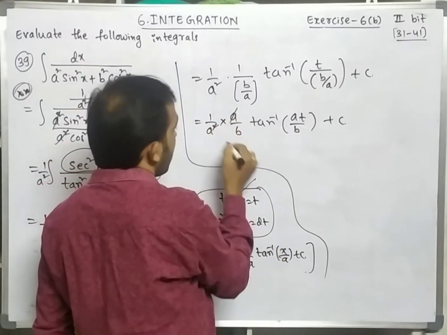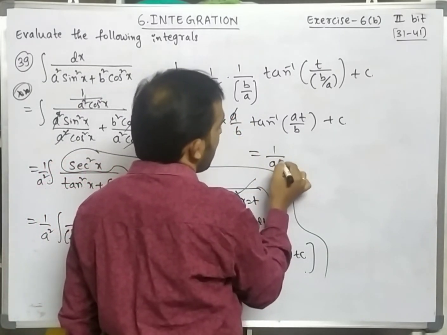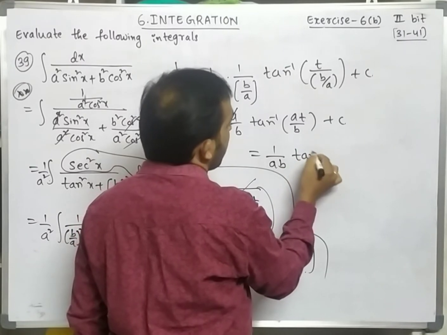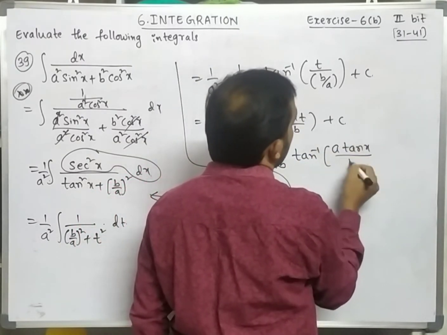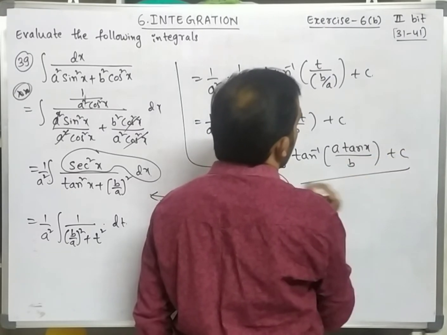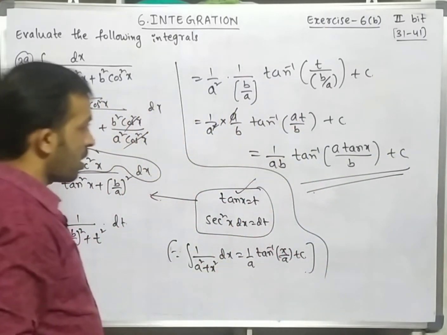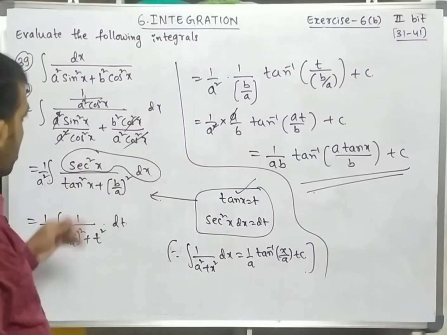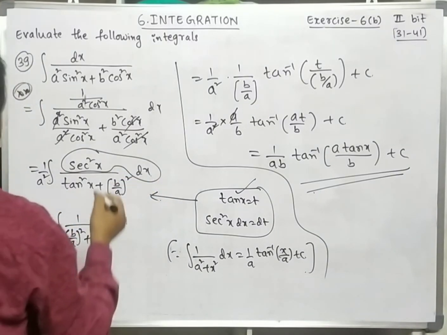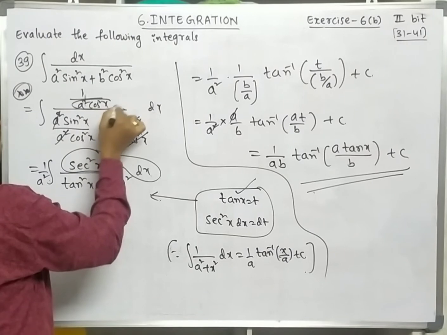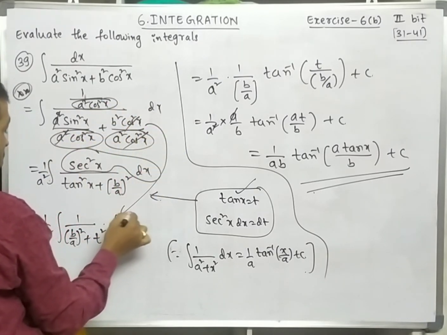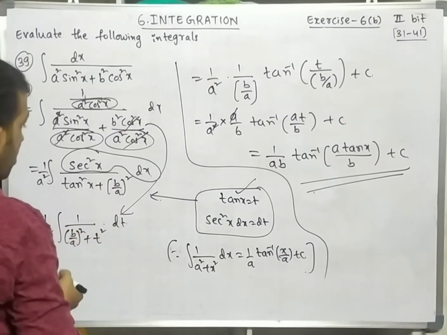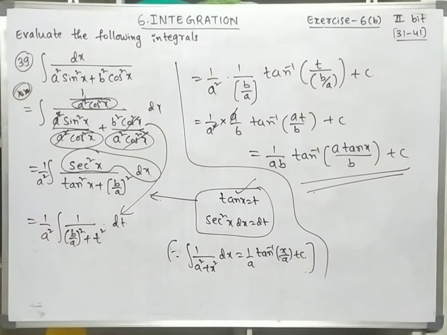So one a gets cancelled. The answer is 1 by ab tan inverse of a tan x by b plus c. This is the answer, t value is tan x. So that's it. Here the important step is dividing each and every term with a square cos square x. Why? Because we have to convert the problem into the form of 1 by a square plus x square.